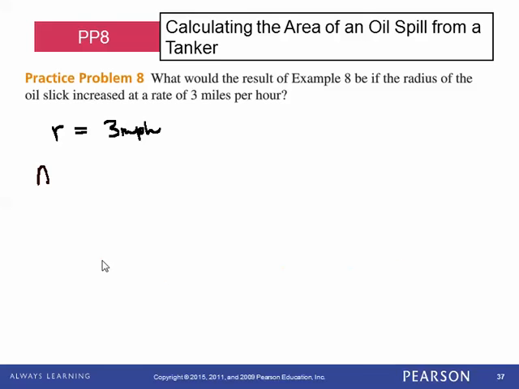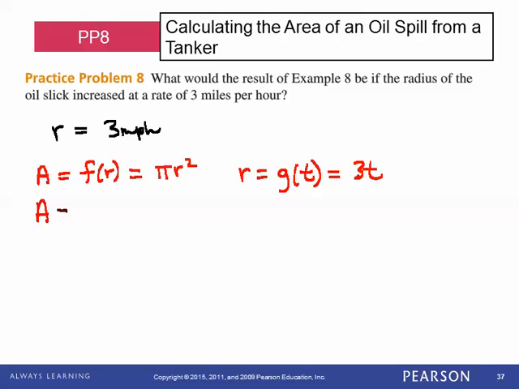Okay, let's go for it here. So, area formula. I'm going to do it just like the textbook. You can skip, if you like, here's pi r squared. We got the radius formula because it's in terms of 3 miles per hour, we get ourselves 3t. And we're going to plug one into the other. So area is going to be f of the g of the t function.